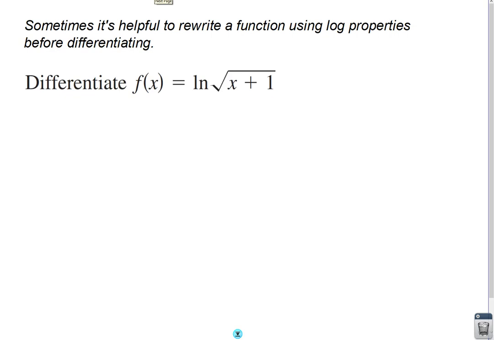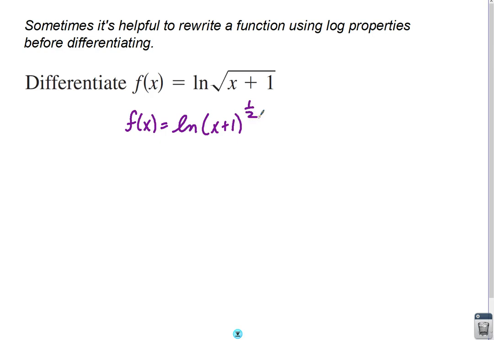So the reason is because let's say I wanted to differentiate something like the natural log of the square root of x plus 1. Sometimes it's helpful to rewrite the function using log properties before we differentiate. So this function right here, the natural log of the square root of x plus 1, this is the same thing as the natural log of x plus 1 to the 1/2.